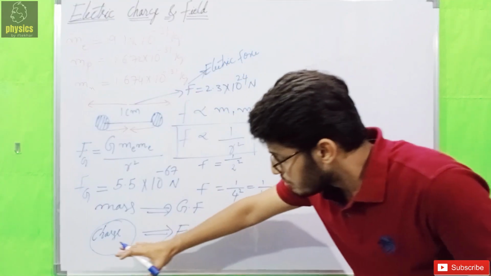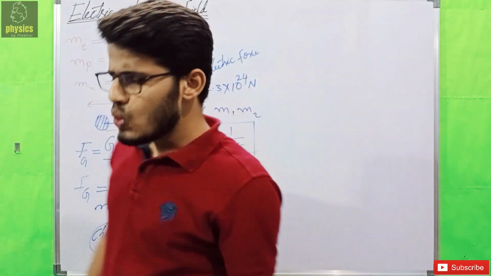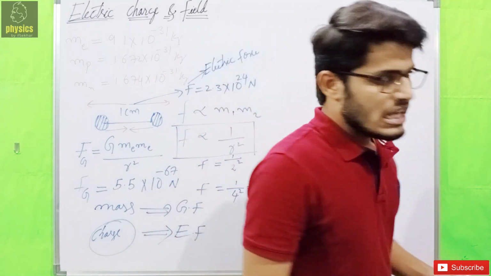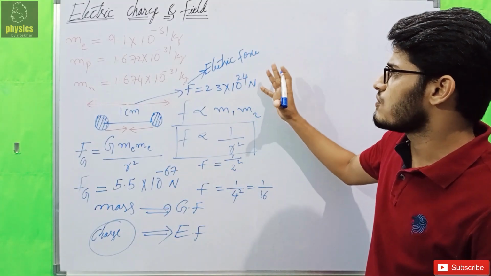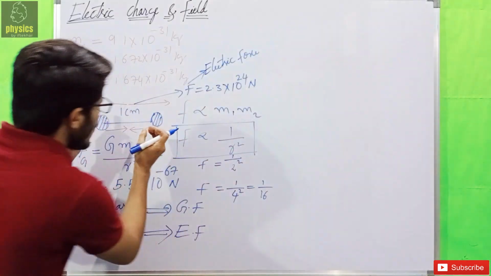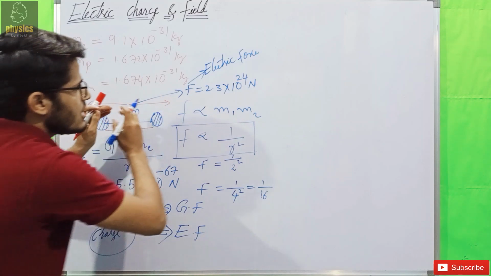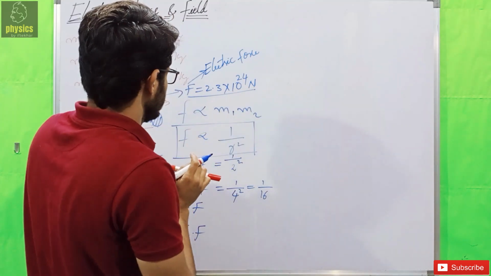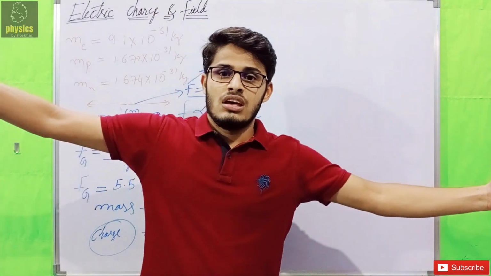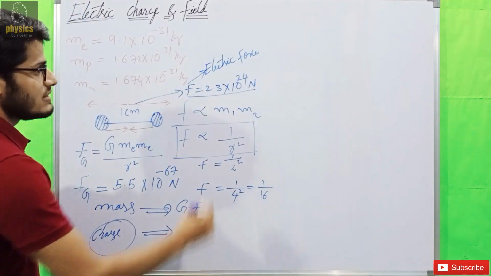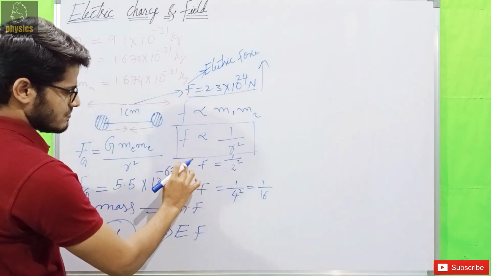So because of charge, the electric force is there. And one more thing we can notice here is that the gravitational force is way smaller as compared to the electric force. Even a small amount of electric charge can create a huge electric force. Even a small amount of electric charge can dominate a huge mass's gravitational force. You see, this number is so much bigger as compared to this number.